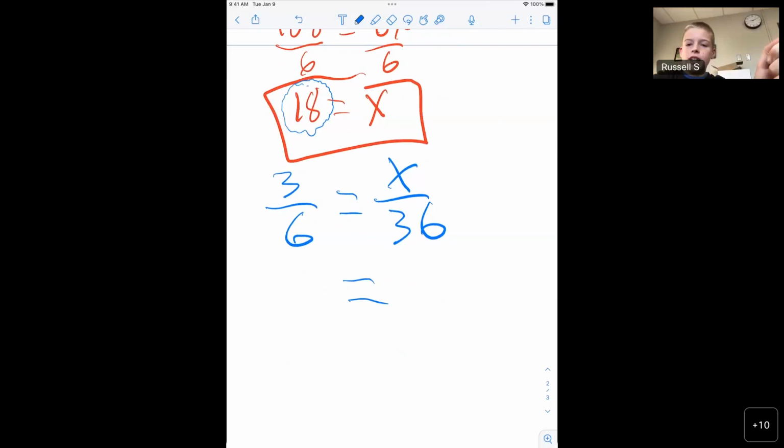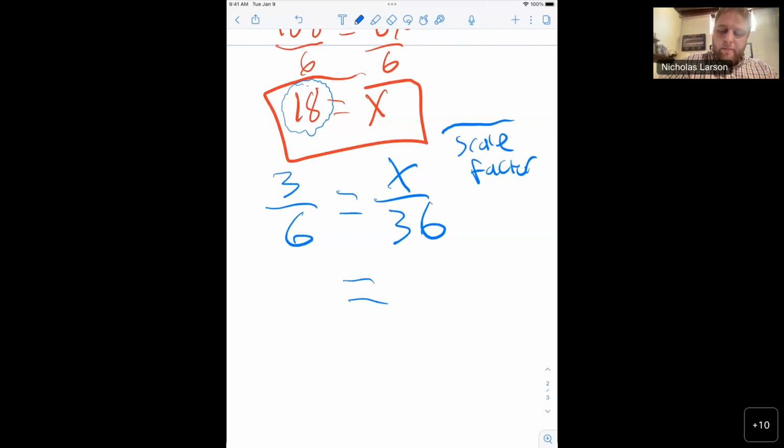Then would you times that by 3? That's what you would have to do to get it. Yep, because our answer is 18. I'm looking for something called the scale factor. Does anyone have any ideas about the scale factor?